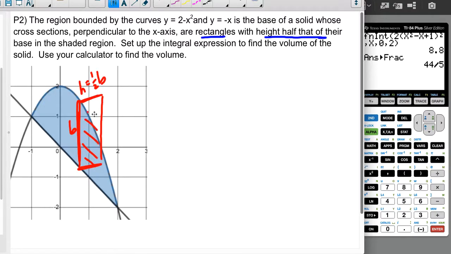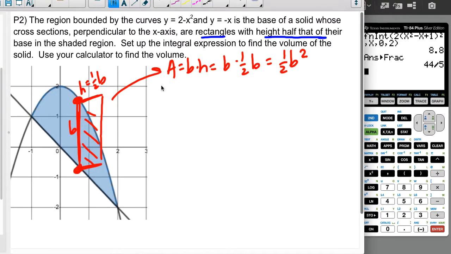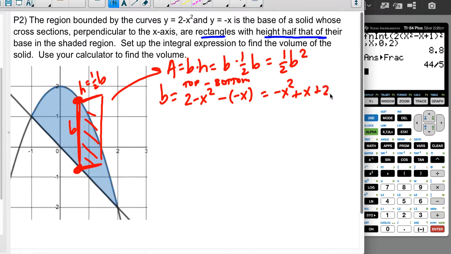So my job is to find the area of one of those dishes, right? So I noticed that the area of this thing should be base times height, which in this case is base times 1/2 base, or 1/2 base squared, right? I know that this base is top curve minus bottom curve. So the base should be top minus bottom. The top curve is definitely the parabola, so 2 minus x squared. The bottom curve is definitely the negative x squared. So I think I get that this is a negative x squared plus an x plus a 2. So my area in terms of x is going to be 1/2 this thing squared.